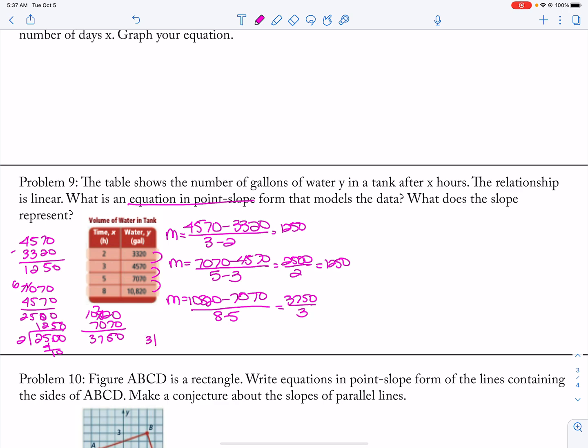So again, there's nothing wrong with this. If you are struggling with some of your arithmetic, I would much rather see you do this than go through and miss questions. Okay, so all of these are the same, so that means that the relationship is linear. So we're going to write it in point slope form. It doesn't make any difference which coordinate point you use. I just always use the first one.